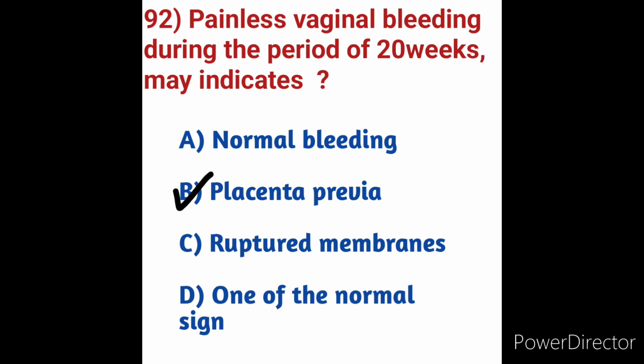Here, painless vaginal bleeding after 20 weeks may indicate placenta previa. Here in these options, option B is the correct answer, placenta previa. Next, we will move on to question number 93.